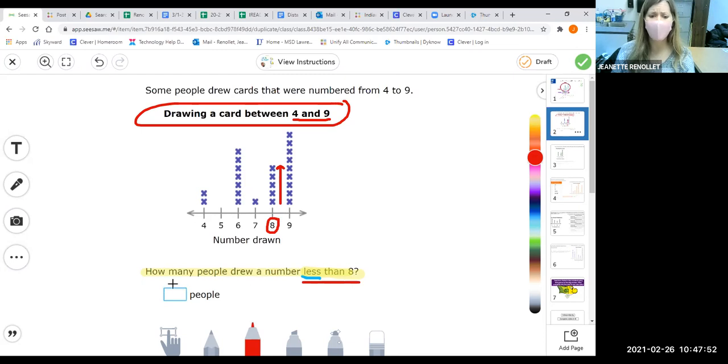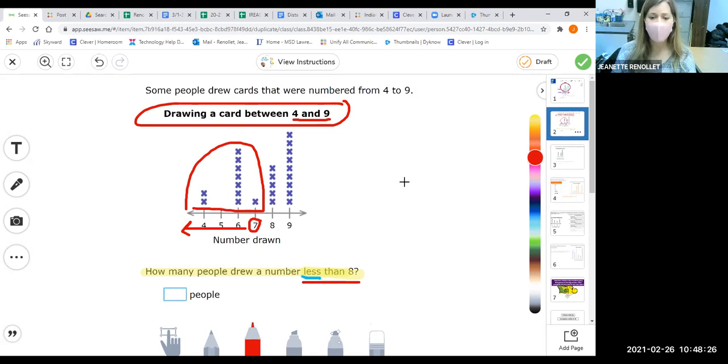Then my question says how many people drew less than 8. So I don't need to count 8. I need to think about what's less than 8. So even though my question says 8, I'm going to think about 7 and less than 8. Let's count to see how many people drew a 7, a 6, a 5, or a 4.